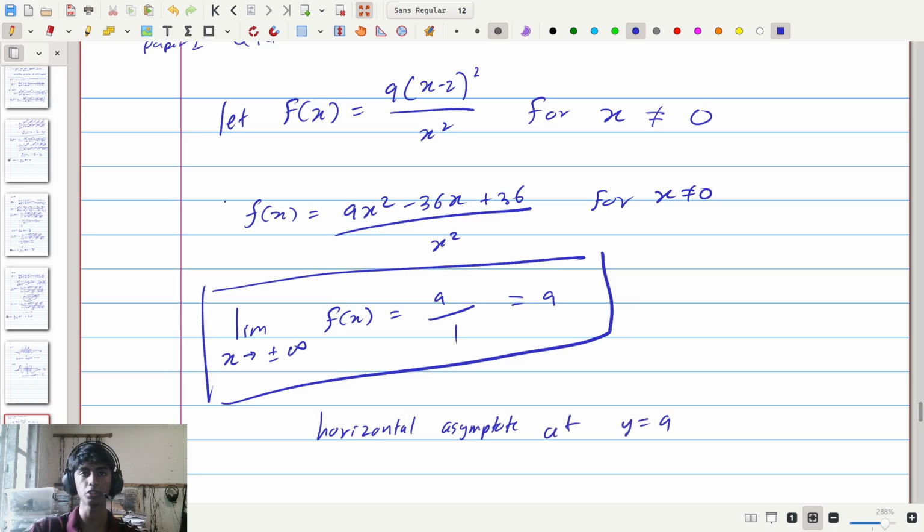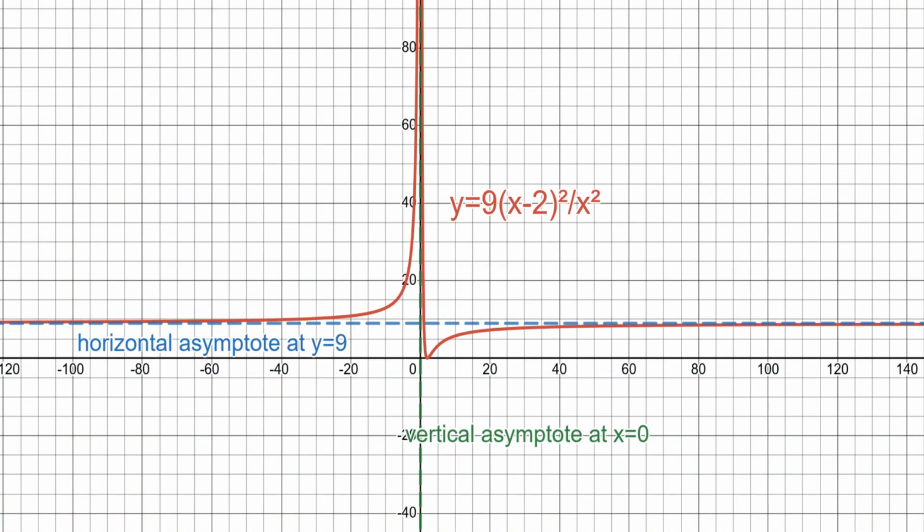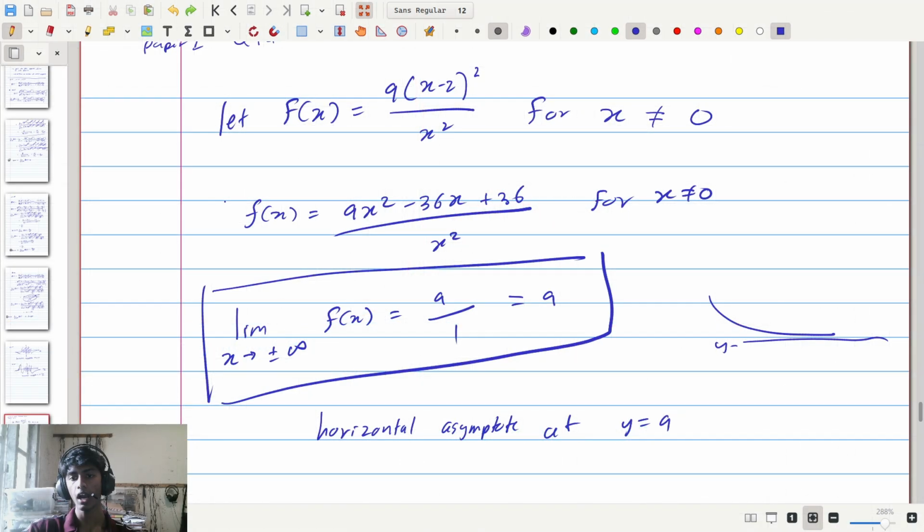So you'll see if you actually draw the graph, which I'll put an image up of right now. If you draw this graph, you will see at x equals positive and negative infinity, the graph is approaching y equals 9. How about vertical asymptotes?